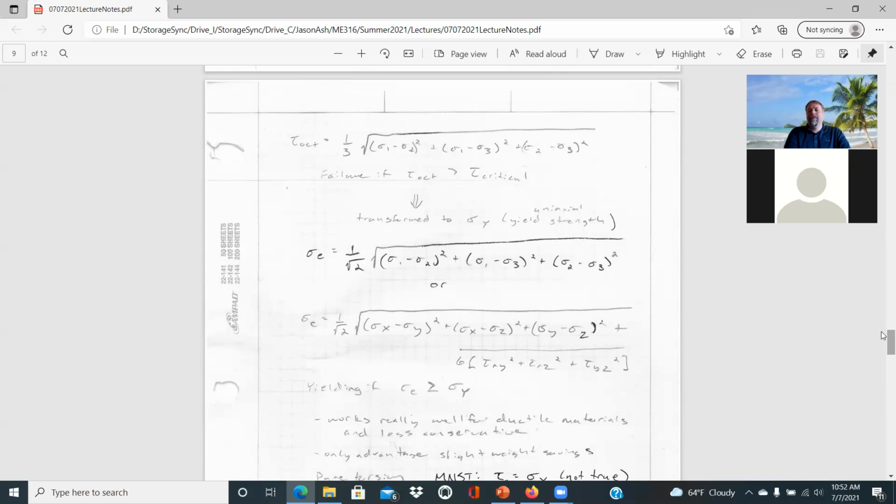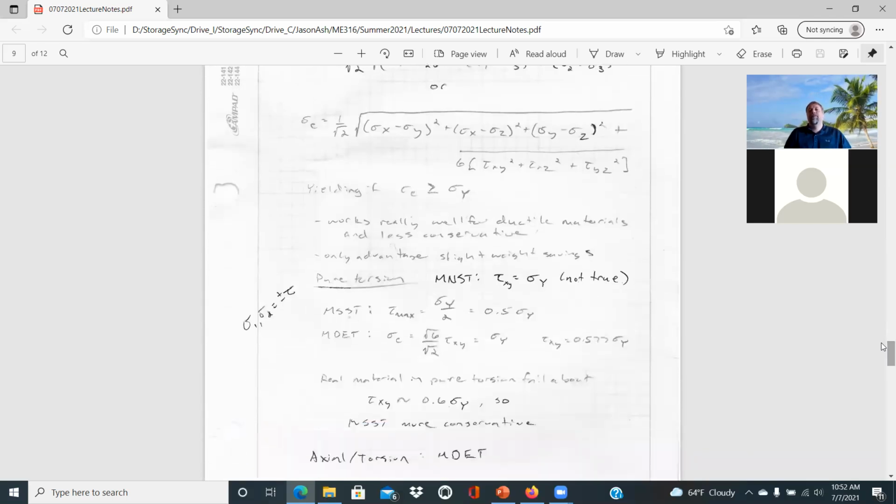Again, yielding is going to occur if your equivalent uniaxial stress is greater than sigma y. Your factor of safety is going to be your yield strength, sigma y, over sigma e. So your uniaxial yield strength divided by your equivalent uniaxial state of stress. And it works really well for ductile materials, and is less conservative than the maximum shear stress theory. And so what you'll see is a slight weight savings. You can make your parts slightly smaller with the maximum distortion energy theory than with the maximum shear stress theory.